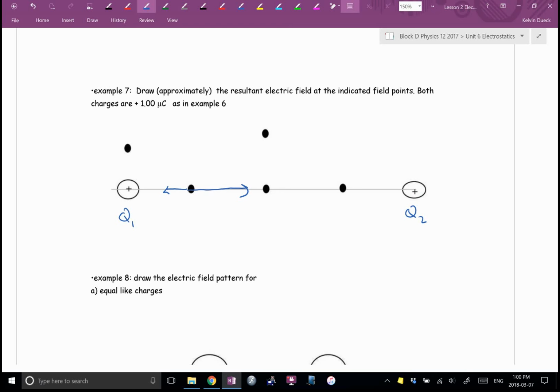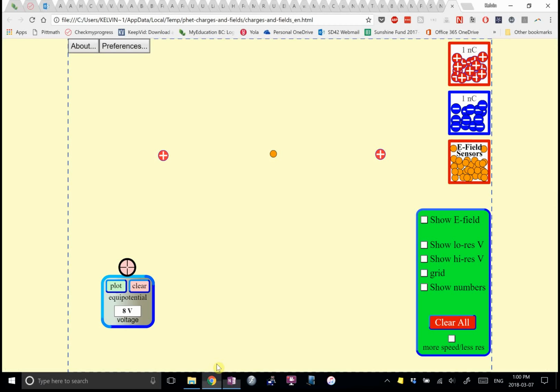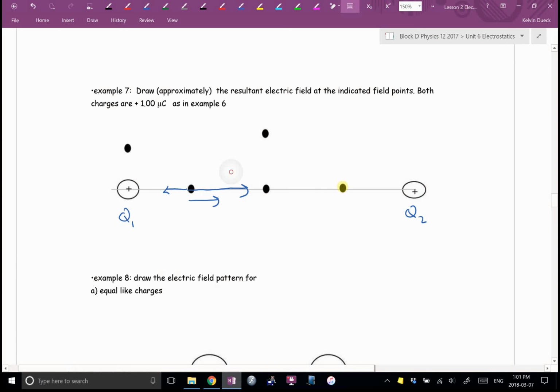But not as big as the first area. I think probably the net field is something like that. Let's find out. So you're telling me over here, something like that? Oh, cool. What do you think over here? I think it's symmetrical. I think same idea.